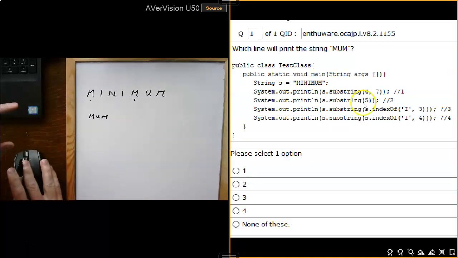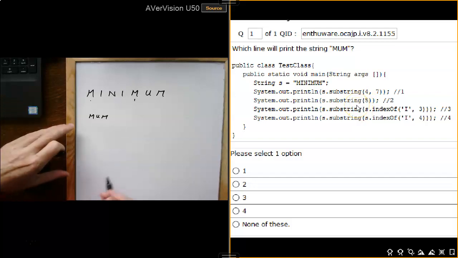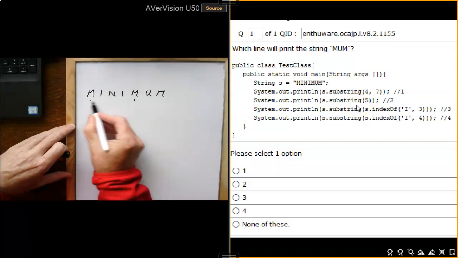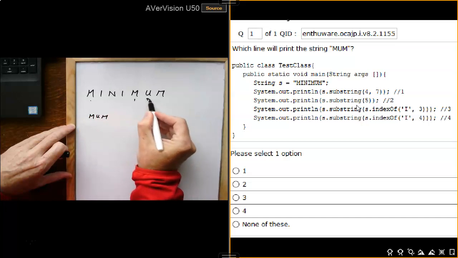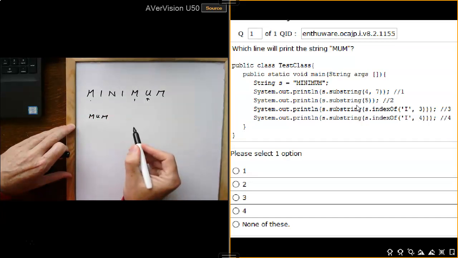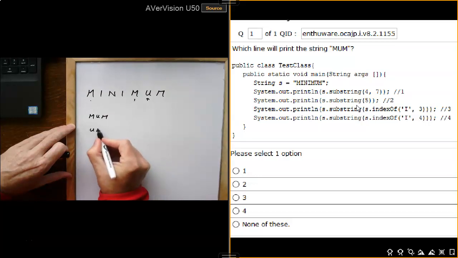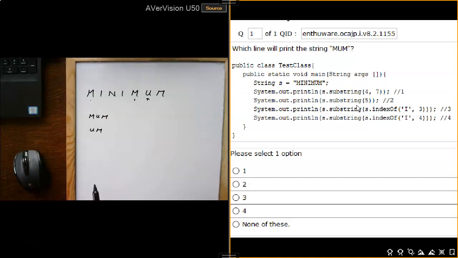Let's look at number 2, which is s.substring starting at index 5. 0, 1, 2, 3, 4, 5, starting there. And it goes to the end because you don't provide a second index. So that's UM for the second one. The third one, this one is going to print I-mum.